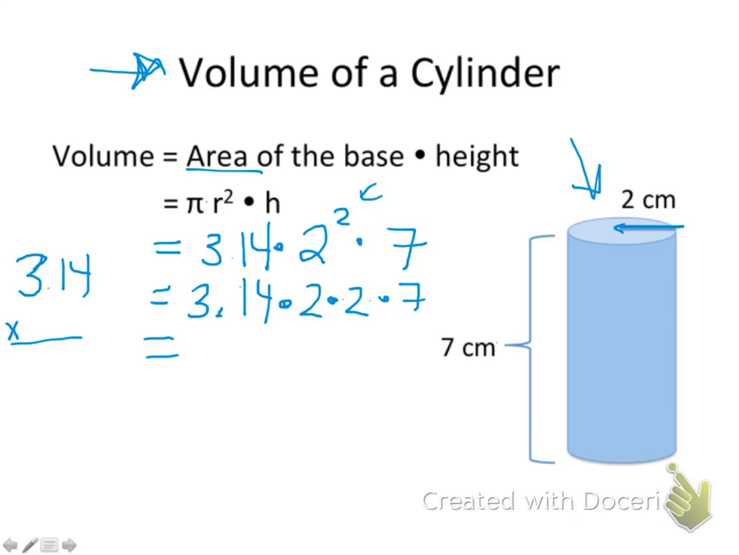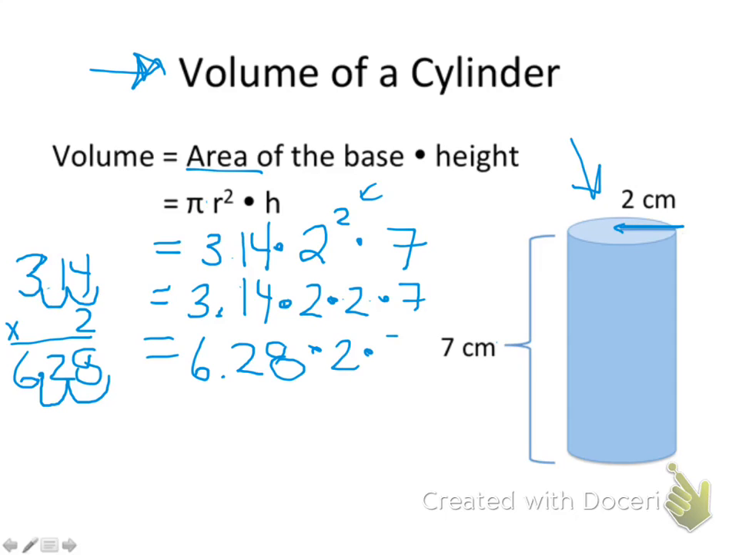So 3.14 times 2: 2 times 4 is 8, 2 times 1 is 2, 2 times 3 is 6, and then we count our decimal places, 1, 2, and we add that many into our answer. So we have 6 and 28 hundredths times 2 times 7. Next, I'm going to multiply my 6 and 28 hundredths times 2. I'm going to erase this and do that right here on the side again.